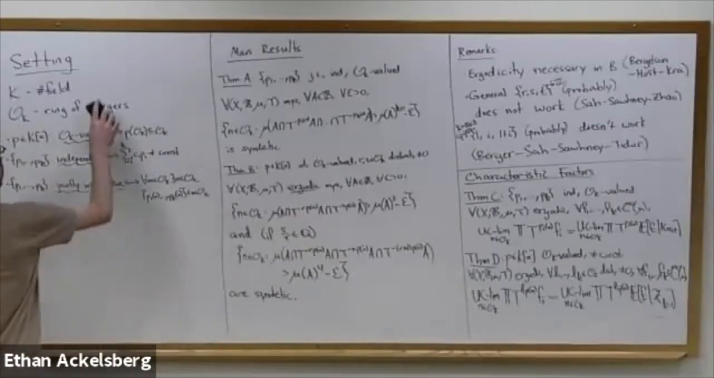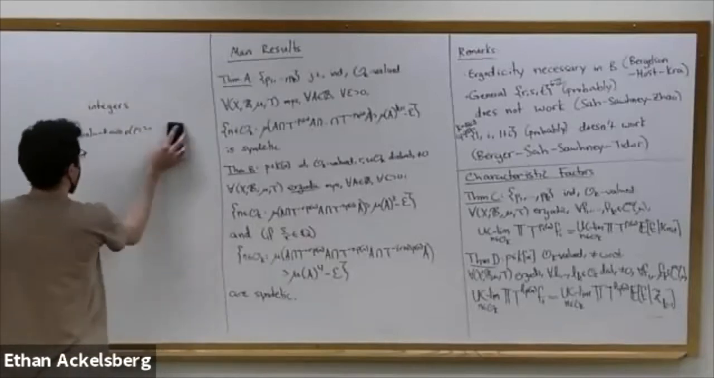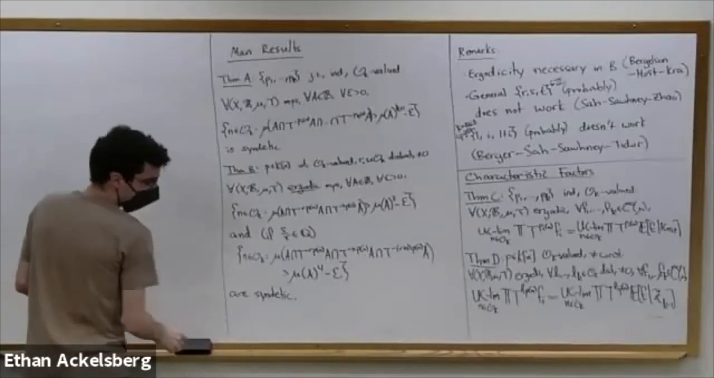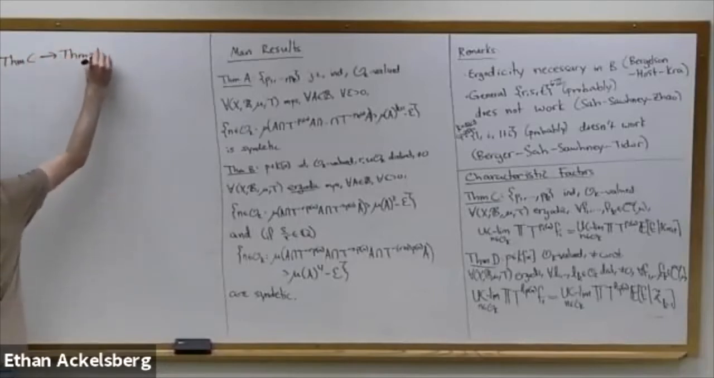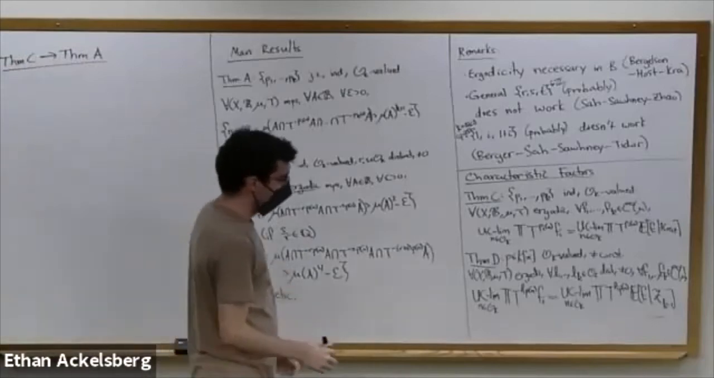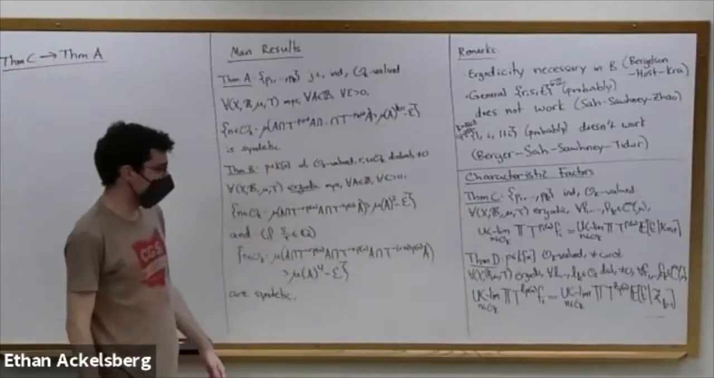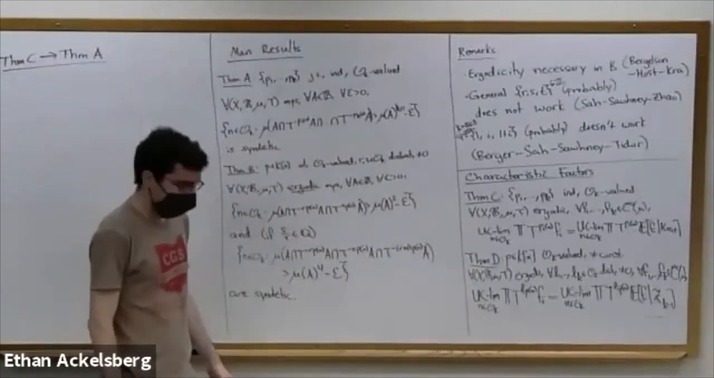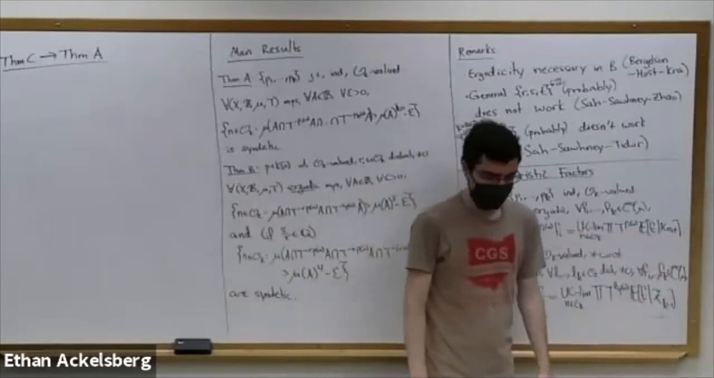Let's see. I guess I'll start. So let's start by showing that theorem C implies theorem A. So theorem C just says if we have independent integer valued polynomials, then the characteristic factor for the ergodic averages is the rational Kronecker factor.